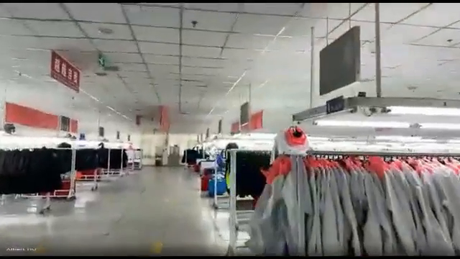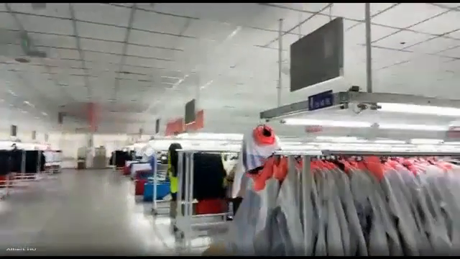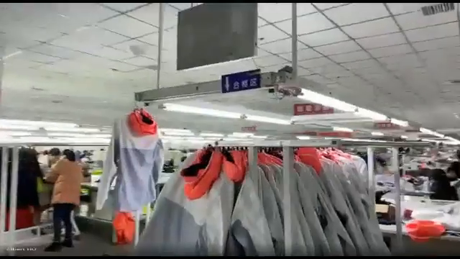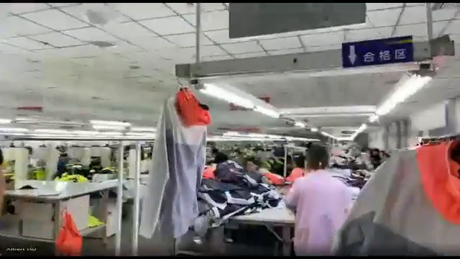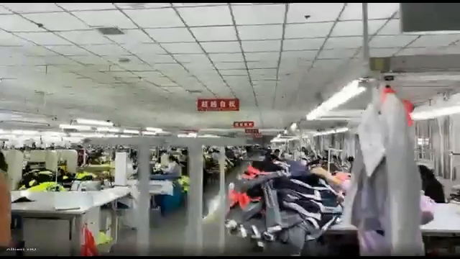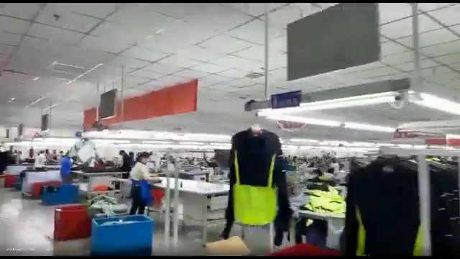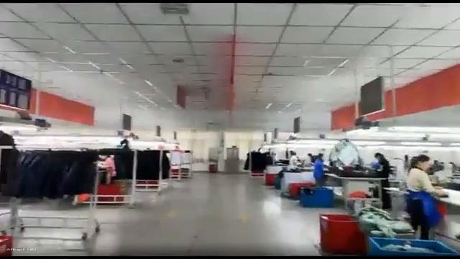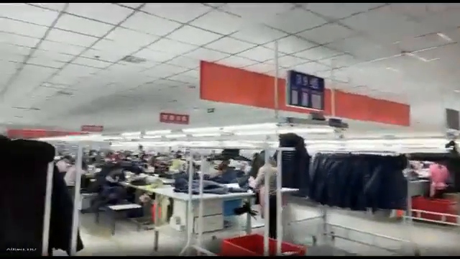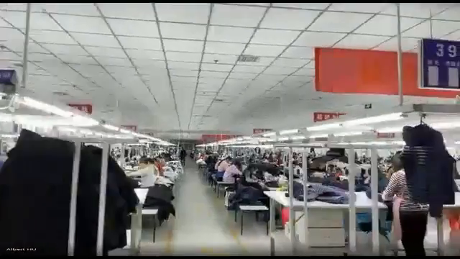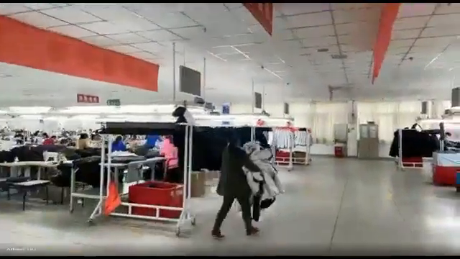Okay, this is outfield because this workshop is mainly for Decathlon. There are 24 production lines in this workshop. Why is this workshop outfield? Because now there are 22 production lines producing Decathlon products.